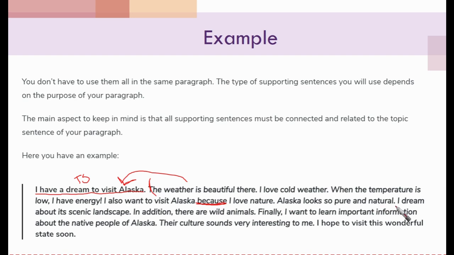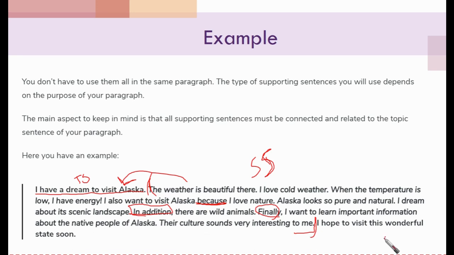Alaska looks so pure and natural. I dream about the scenic landscape. In addition, it keeps going on. There is a transitional word. There are wild animals. Finally, there is another transitional word. I want to learn important information about the native people of Alaska. The culture sounds very interesting to me. So from here to there, there are all the reasons why she wants to visit Alaska. So they are all supporting sentences, SS.